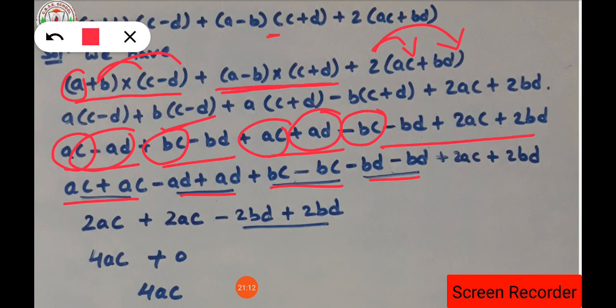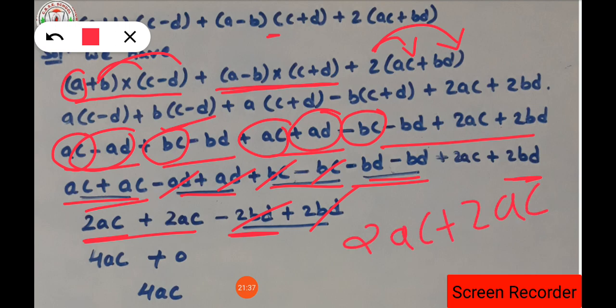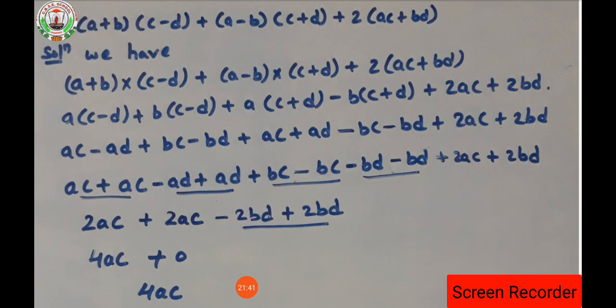Now AC plus AC will become 2AC. Here 1 plus 1 minus will get cancelled. Again 1 plus 1 minus BC will get cancelled. Here minus and minus will be plus, so it will become minus 2BD. Now the last one is again plus 2BD, so again it will get cancelled, isn't it? So what is the term left out? That is AC plus 2AC. 2AC plus 2AC will become 4AC, isn't it?